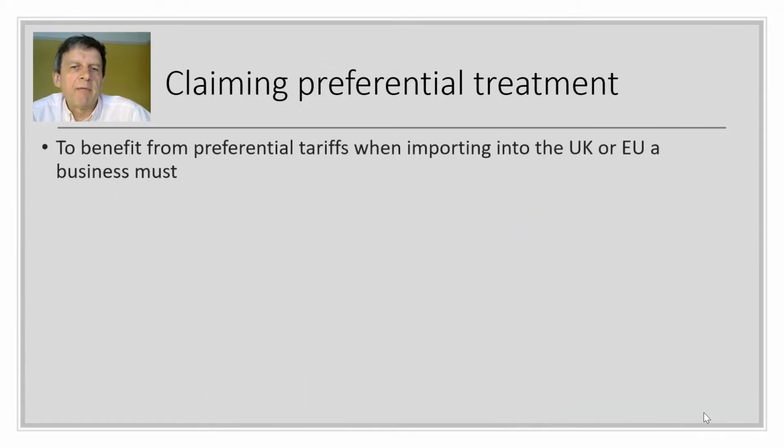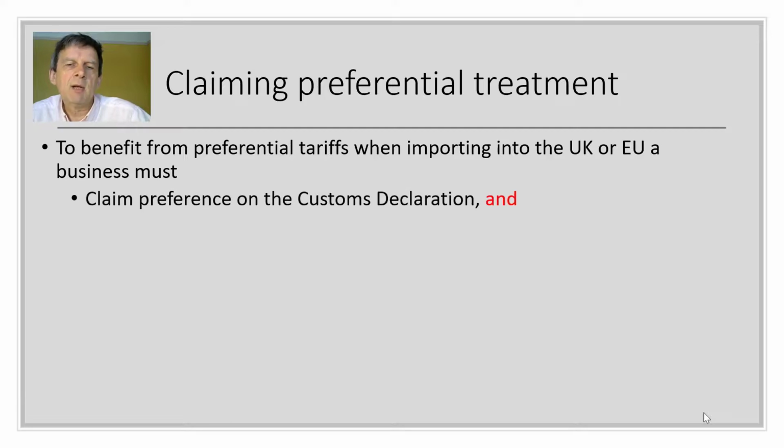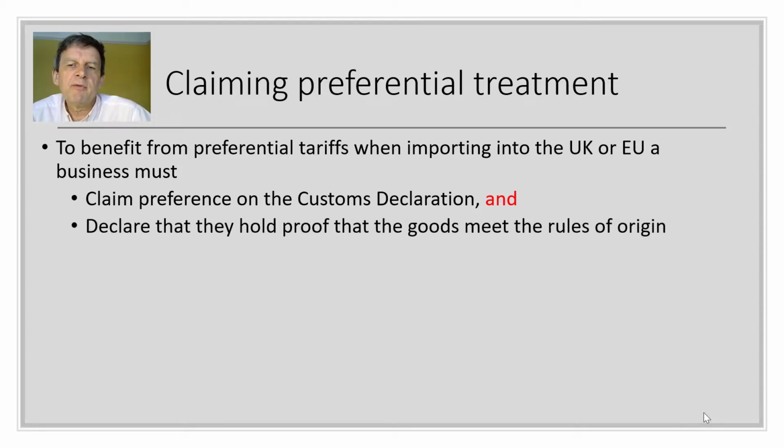Now, how do we claim preferential treatment? So we don't automatically have this 0% trading with the EU. We've got to claim it. Now, you claim preference on the customs declaration, and you generally get your freight agents to do that. Now, you'd have to have proof that you meet the origin rules.